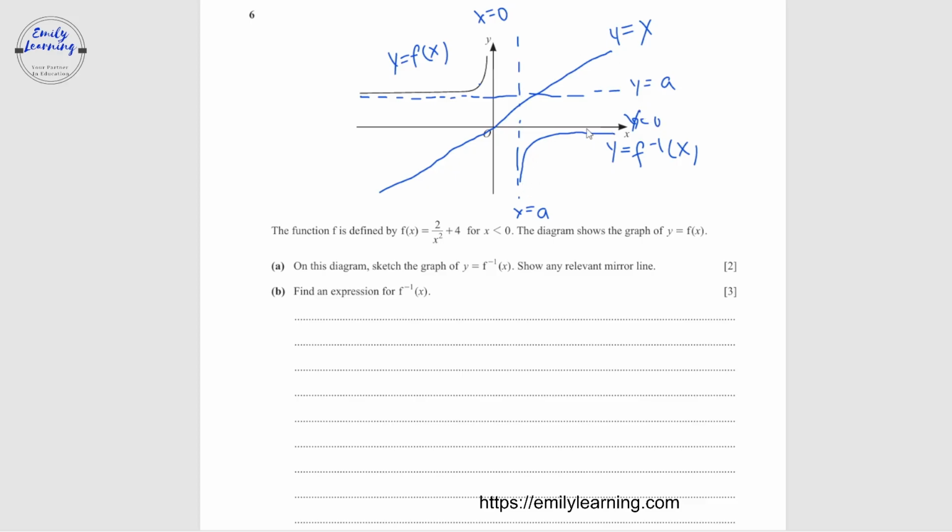So therefore, this is how the y equals to f inverse x graph looks like. Because they did not put in the asymptote, you do not need to draw out the asymptote, but you need to know that there is a vertical asymptote here, and also a horizontal asymptote at the x-axis for f inverse x. But for the final answer, you do not need to draw this, but you need to show the mirror line, which is your y equals to x. So this is the mirror line, and this is your y equals to f inverse x. So that's your answer for part A.